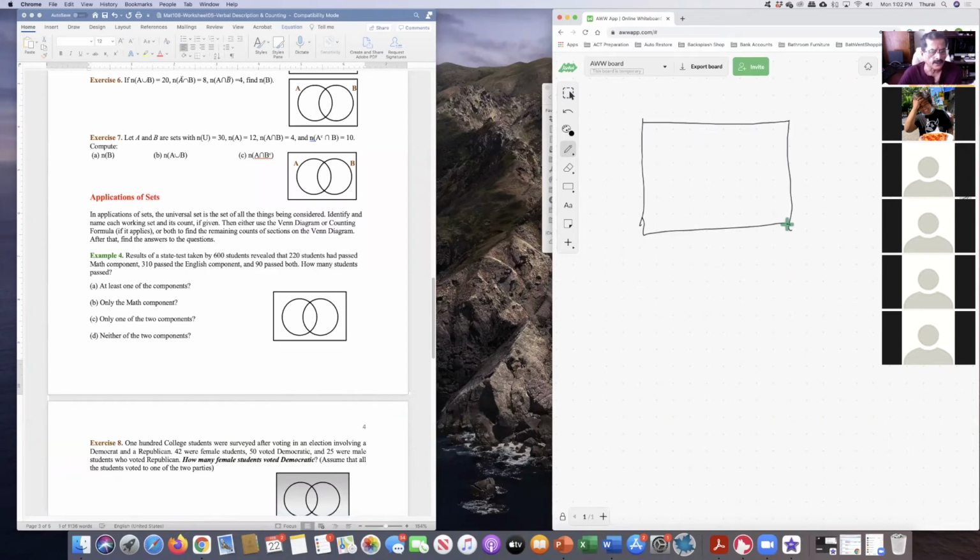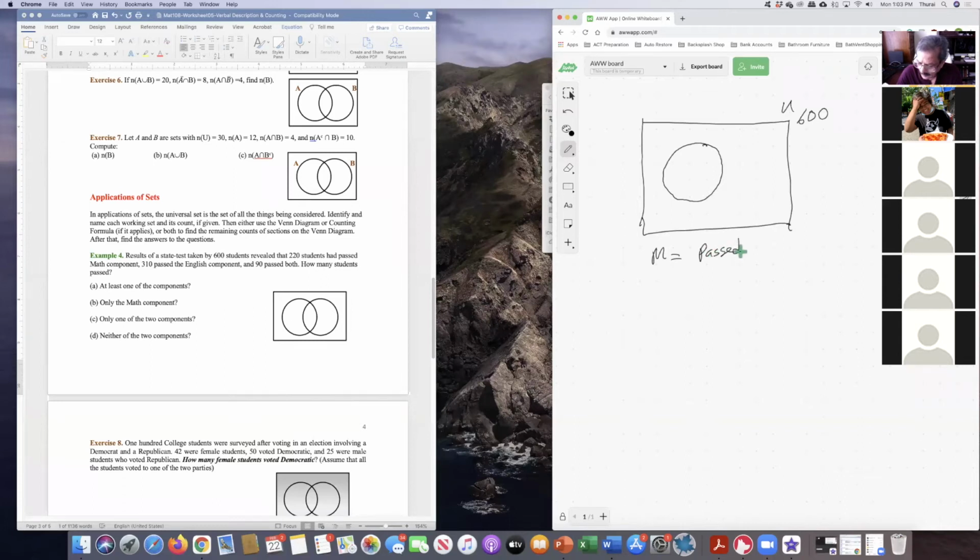The number of students who have taken the test is 600. So that's our count of the universal set. We are only dealing with the students who have taken the test. So therefore, there are 600 elements in the universal set. And 220 students passed math. So I'm going to represent this circle for the students who passed math. So M represents students who passed math.